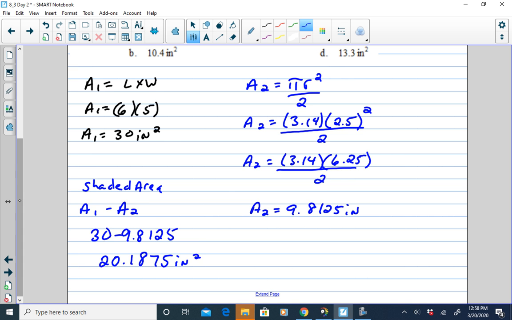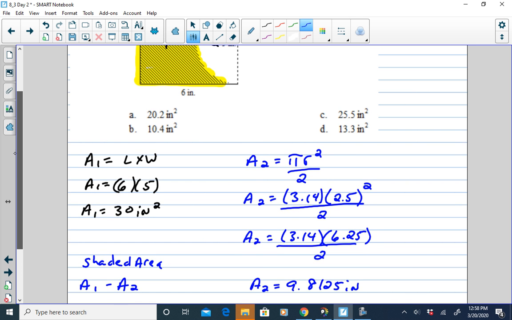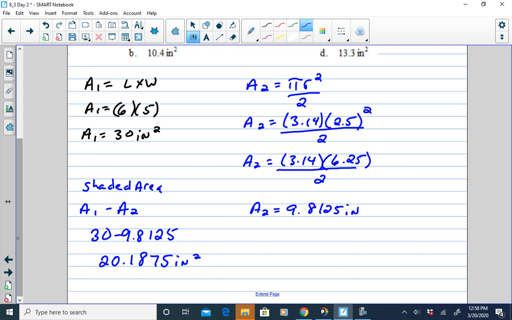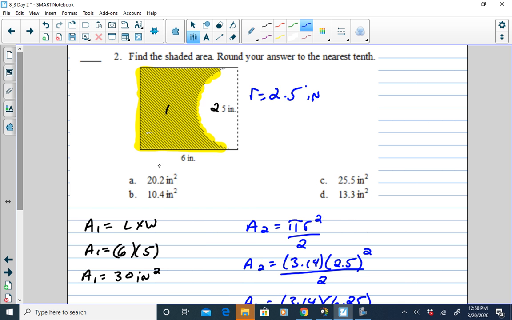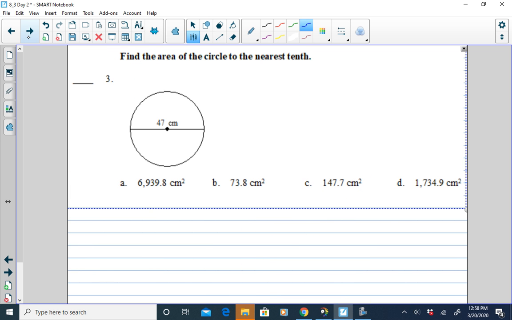If we look at our answers, they're probably rounded to the nearest tenth. What would 20.1875 round to the nearest tenth? That's going to be answer A, right? 20.2. So 20.2, answer A for question number 2. All right, so just take your time with these problems. They're not that hard, but those were two of the tougher ones.